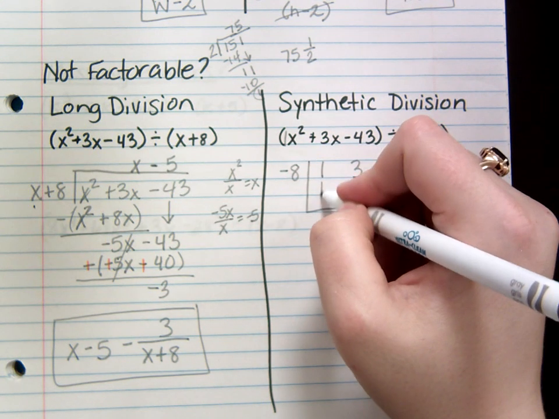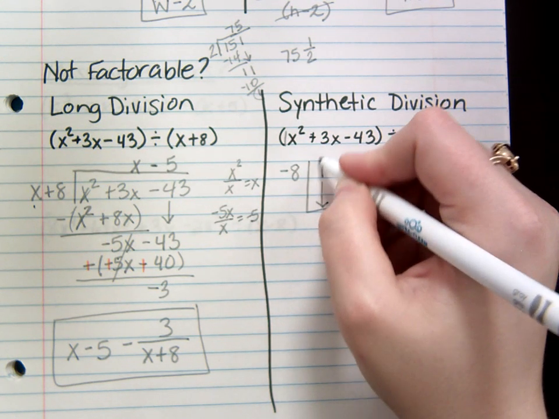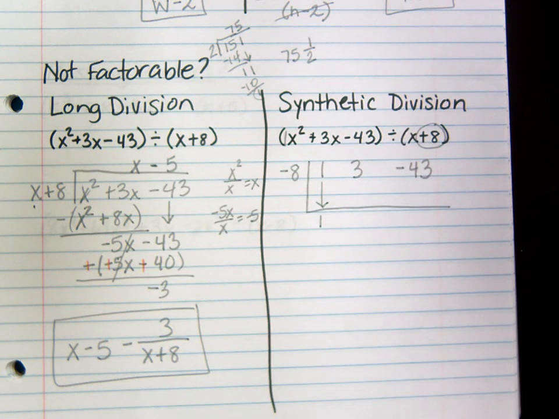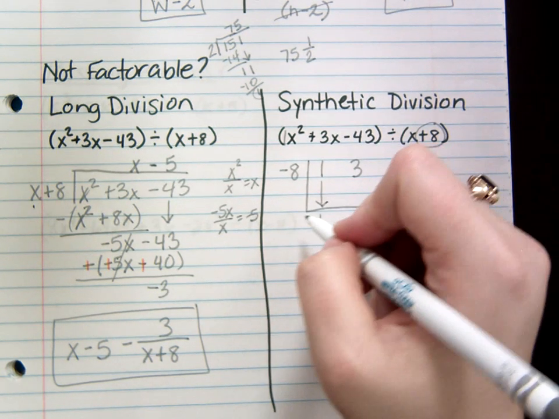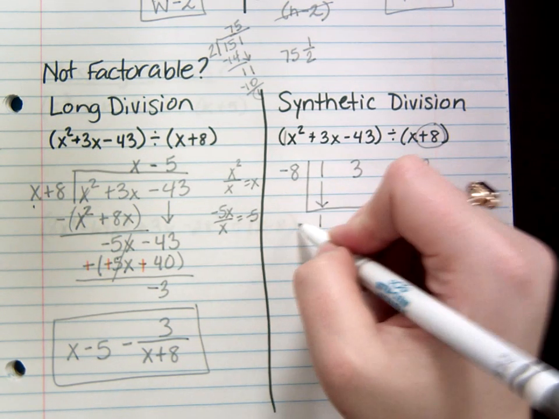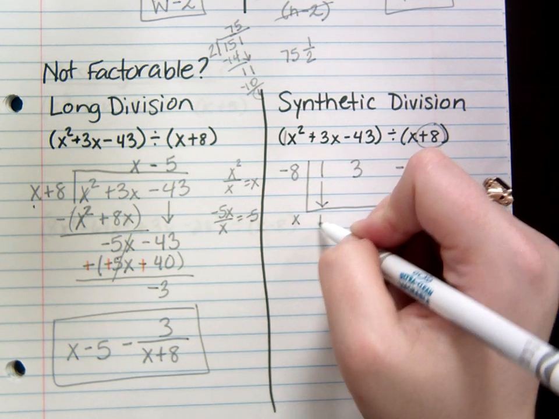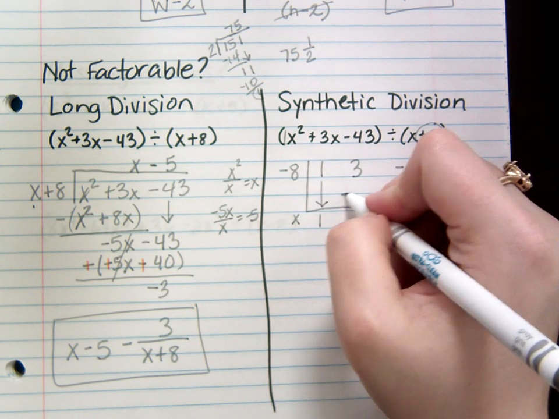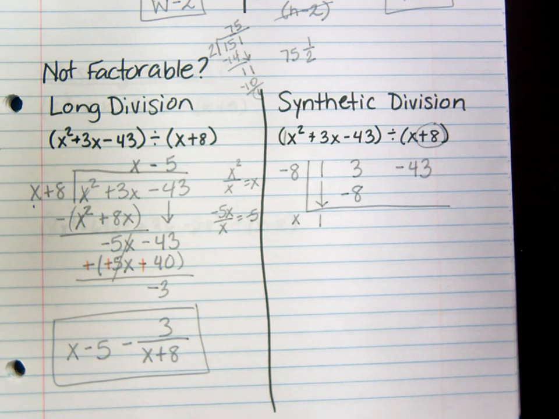Now, what you do first is you bring down the first number. So I bring down the 1. Don't do anything to it yet. And now, any number that's on the outside, I multiply. 1 times negative 8 gives me negative 8. And I put that number there.